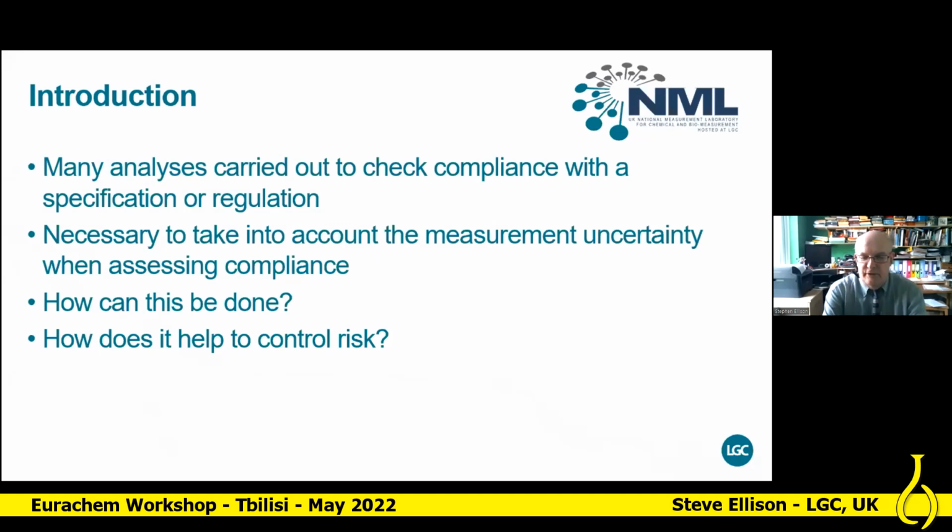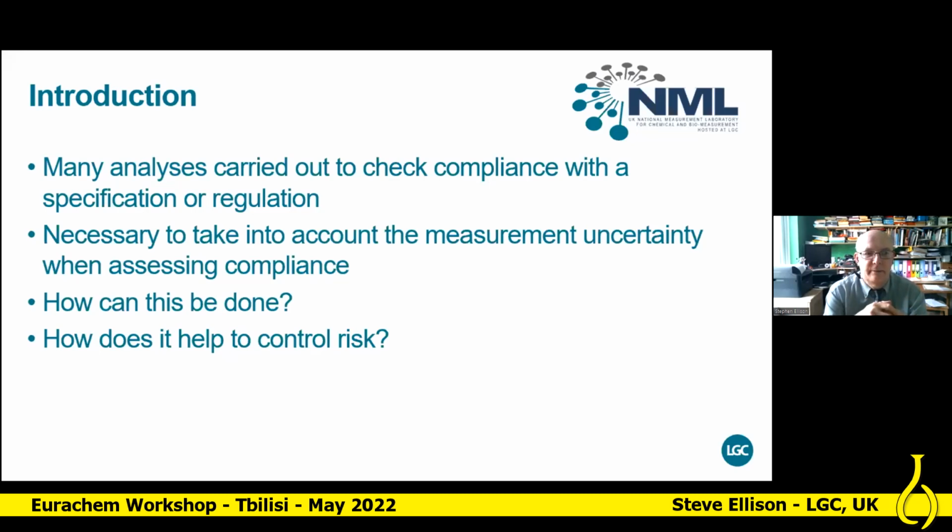We've spent a lot of work in the last 20 odd years trying to get measurement uncertainties for chemical measurements. And we now have to take those into account when we're using our measurement results. And so the questions that we would like answered are, how do we do this? And a secondary question, particularly now that ILAC G8 has been published, how does it help to control risk?